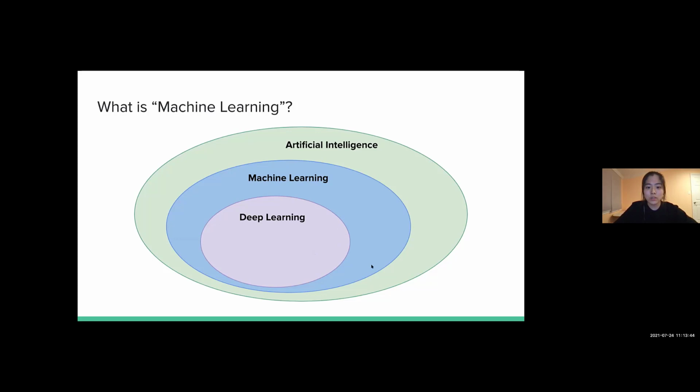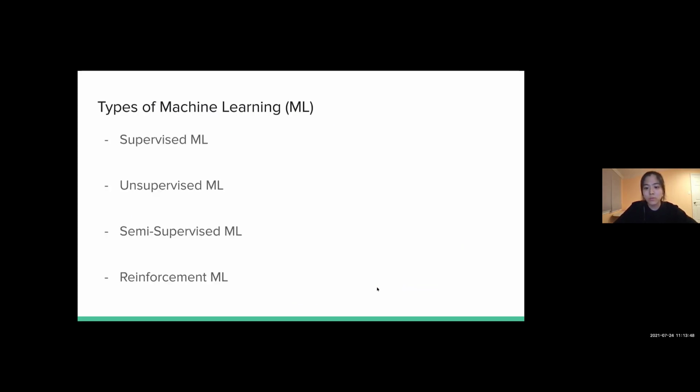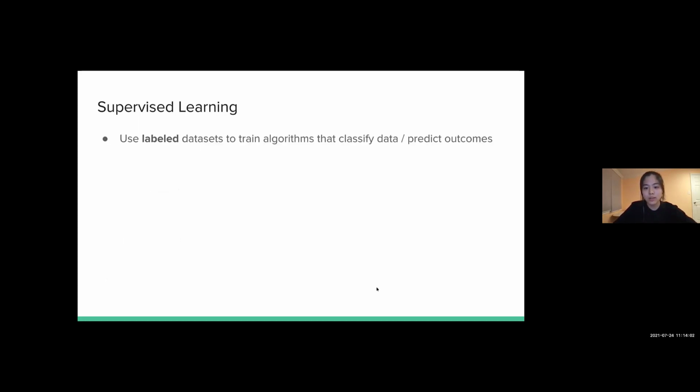So for machine learning, we can broadly classify it into 4 different types: supervised, unsupervised, semi-supervised, and reinforcement. The names are somewhat intuitive, so let's get right into it. And we'll start off with supervised learning.